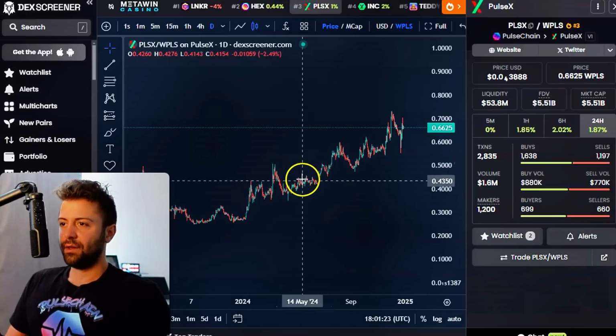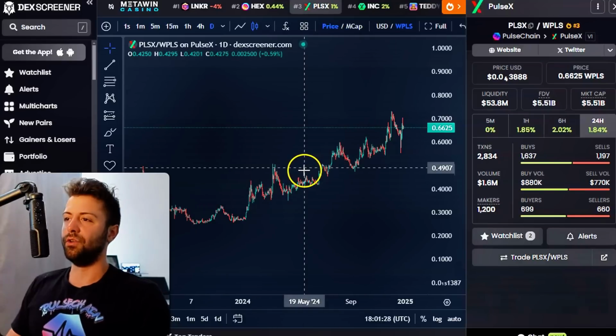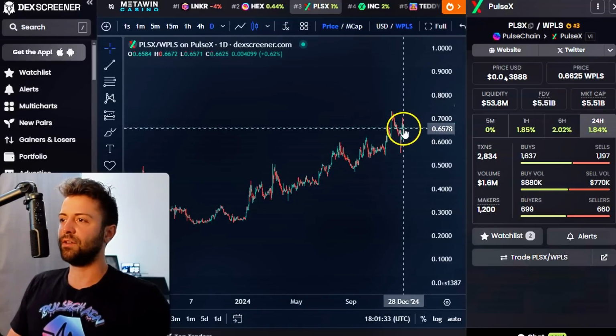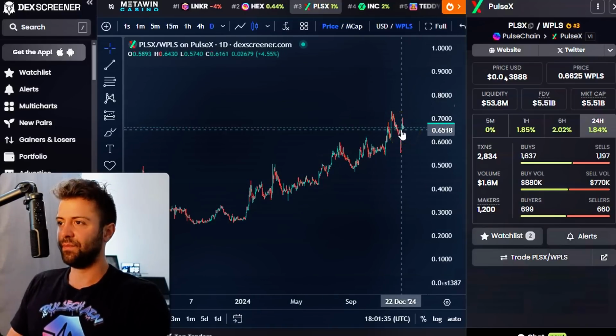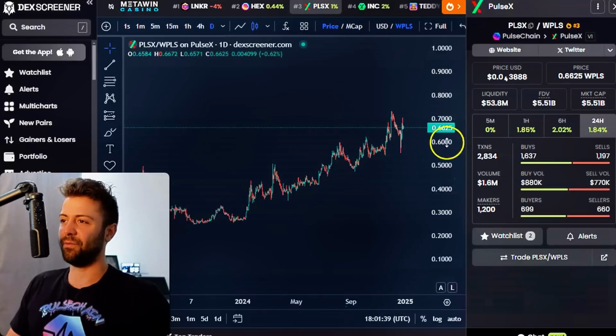But look at this ratio here. I did not expect this to happen, okay? I did not expect PulseX to show so much strength and go from a 2-to-1 ratio to now be worth 66% of a Pulse, right? Now, the big question is, is it going to go to parity?